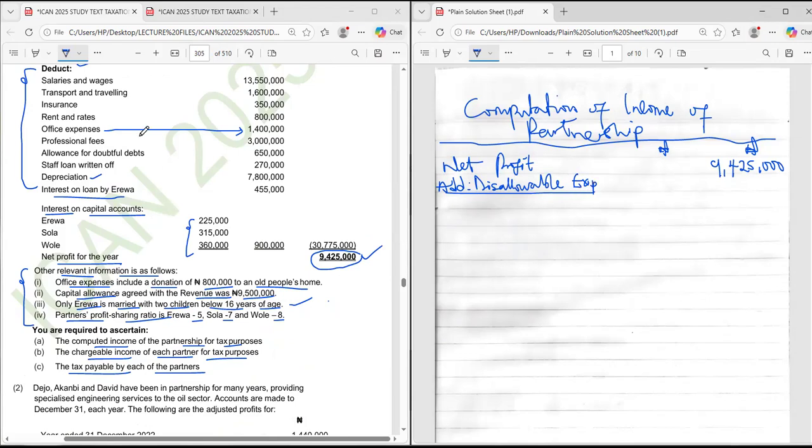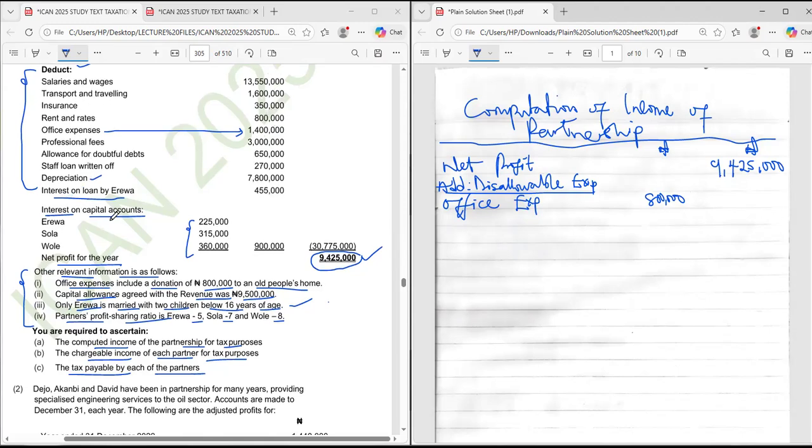Are we good? So let's start with the first one, office expenses. How much are we disallowing? 800. Thank you, Jerry. Next one, let's look at capital allowance. We'll do capital allowance down. What again are we disallowing?